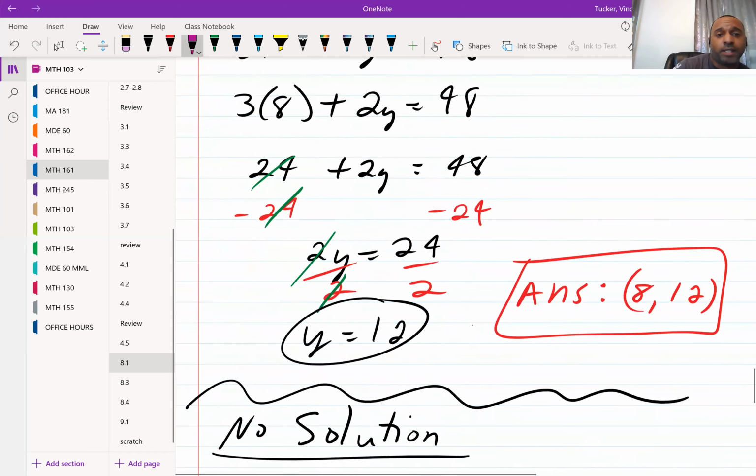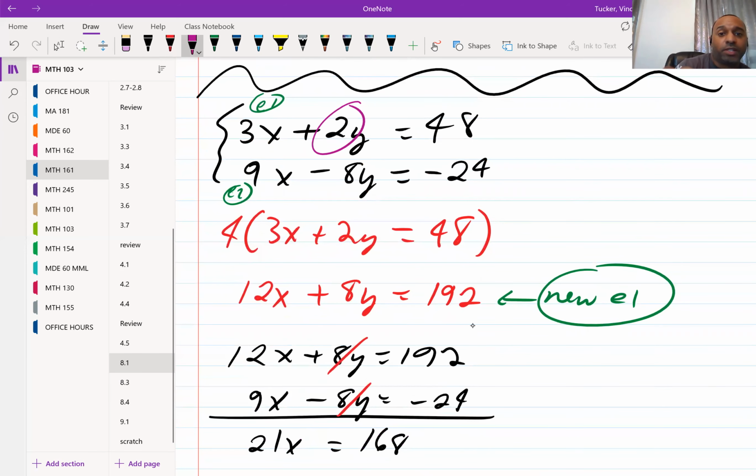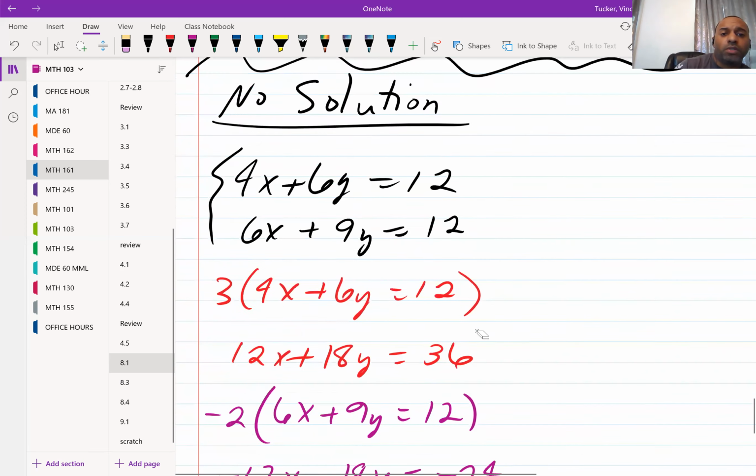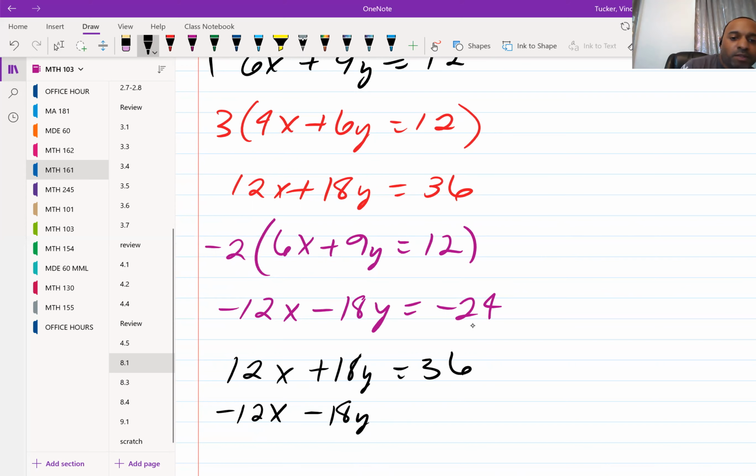If I go back to our last example, I didn't have to worry about that because all I was doing was changing this to an 8 by multiplying it times 4. And I already had a minus sign sitting in front of that 8. So the negative was already there. So just going back, just make sure we understand what's going on. First equation, 12x plus 18y equal to 36. Second equation, -12x minus 18y equal to -24. And we're going to add these together.